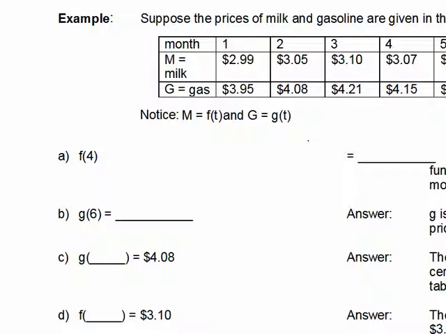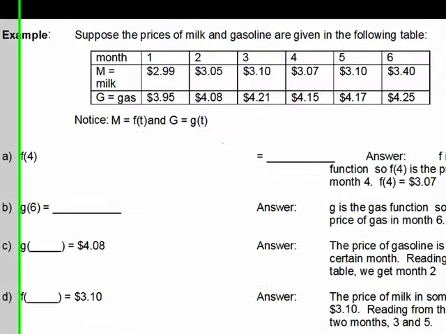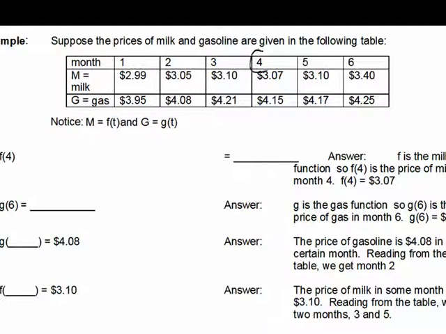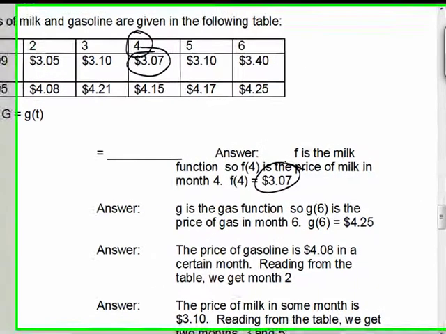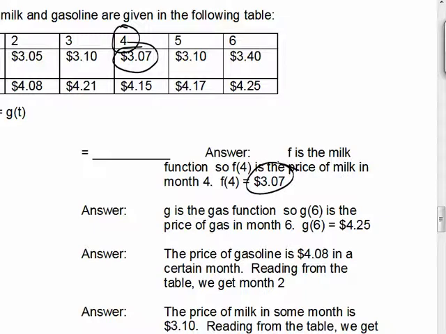Well, F at 4 is equal to, well, go up to our table. There's 4. F is our milk function, so we go and find the output that goes along with that input, so that's $3.07. So F at 4 is the price of milk in month 4, so F at 4 is $3.07.